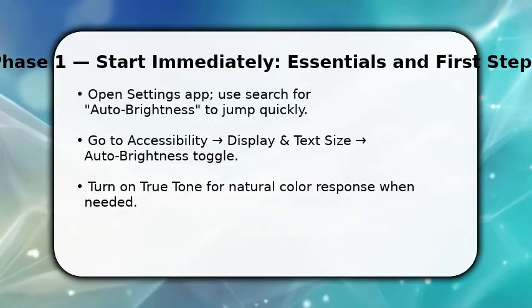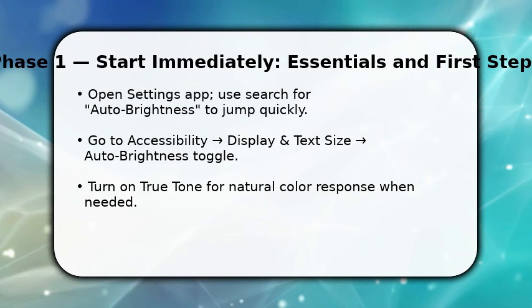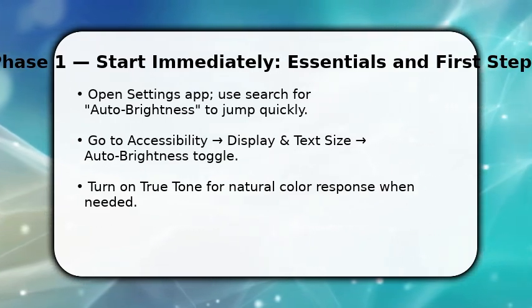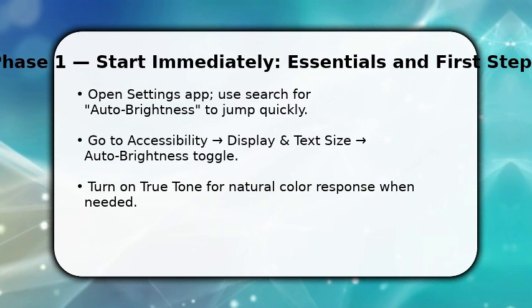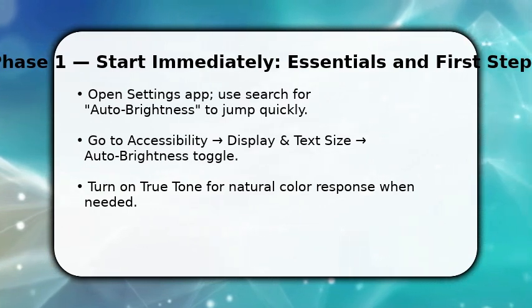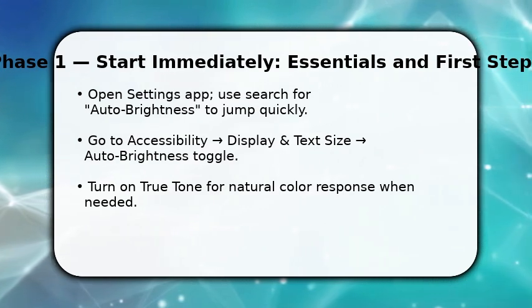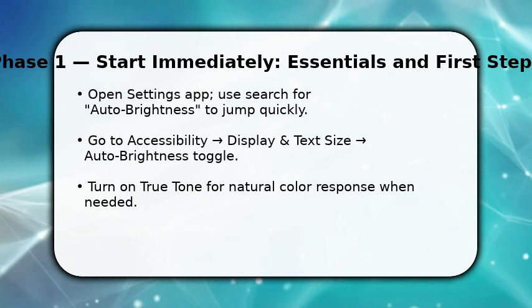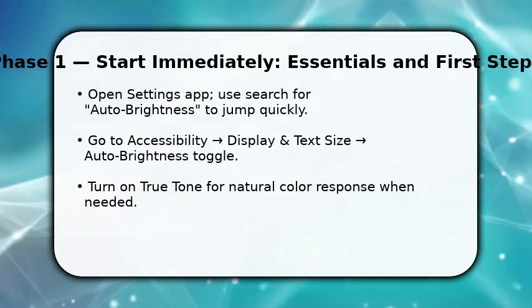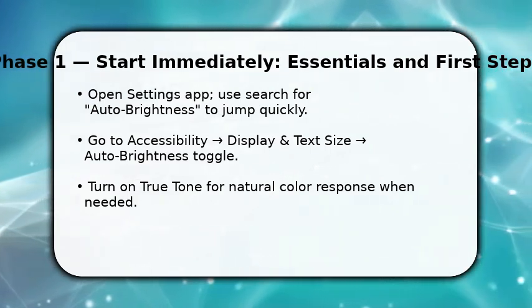You start by opening Settings and searching for Auto Brightness so you don't waste time navigating menus. Turn on the Accessibility > Display and Text Size > Auto Brightness switch. This lets the ambient light sensor change screen illumination automatically. Once done, enable True Tone if you want colors to adapt with brightness.